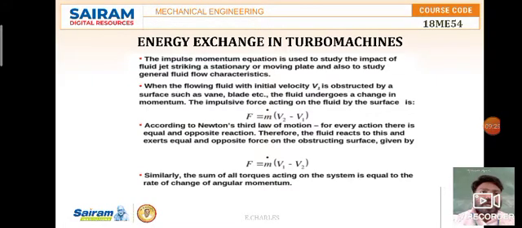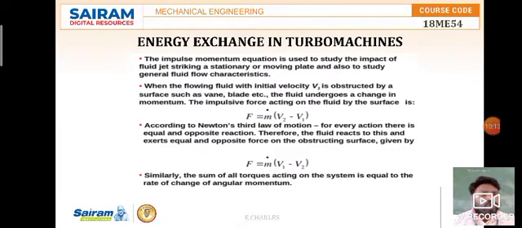Next is Newton's third law. As you all know, for every action there is an equal and opposite reaction. Therefore the fluid reacts to this and exerts an equal and opposite force on the obstructing surface. So when there is any obstruction, there is an equivalent force acting, given by F equals m dot times (v1 minus v2). That is the initial velocity minus the final velocity, whereas the previous one was the final velocity minus the initial velocity.